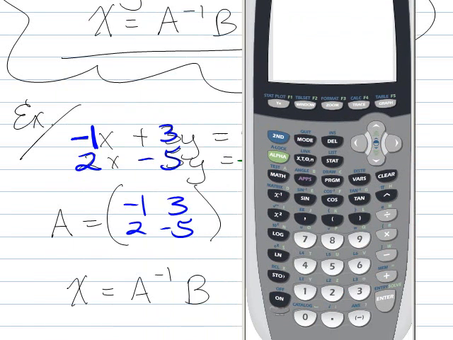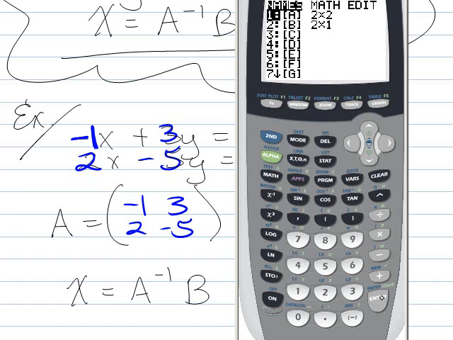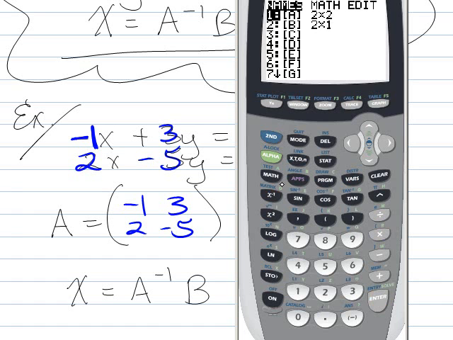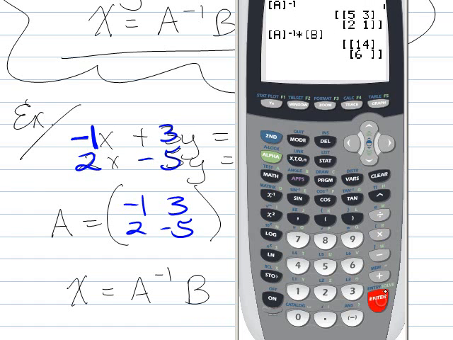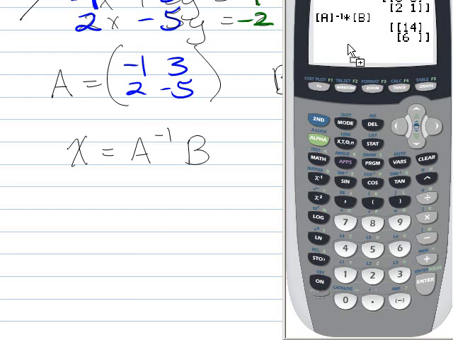Okay, now if you want to find A inverse just for funsies, you can. A inverse, you can just go ahead and find it if you want, but you don't have to. In fact, we already found that because that was a previous example, but you can just type this straight into your calculator. I can say A inverse times B, and I get 14, 6. So believe it or not, that's actually the answer to the problem.